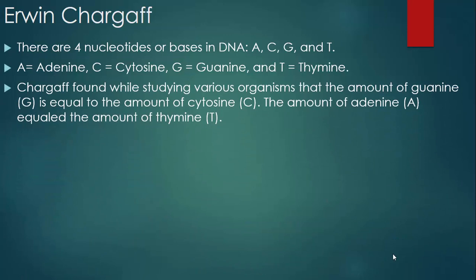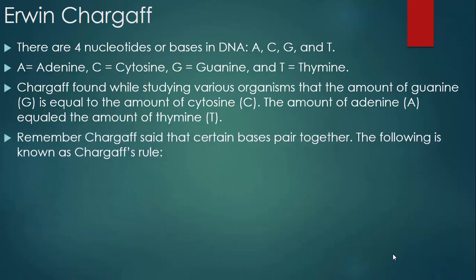Chargaff found while studying various organisms that the amount of guanine is equal to the amount of cytosine. He also found that the amount of adenine is equal to the amount of thymine in DNA. So here's how he came up with this rule. Chargaff said that certain bases pair together. If the amount of guanine is equal to the amount of cytosine and the amount of adenine is equal to the amount of thymine, we can figure this out.